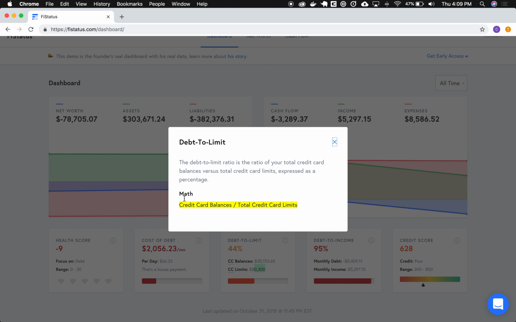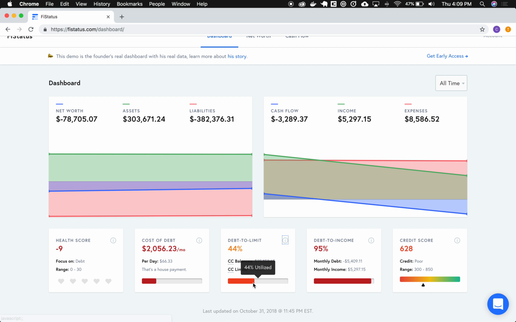And then once again, I talk about the math on how it's calculated, and I also have these little hints talking about where those figures are coming from. So my debt to income. This is for my last month, for October. My monthly debt, how much I had to pay towards paying down my debt, was this much money, and this is how much my income was.